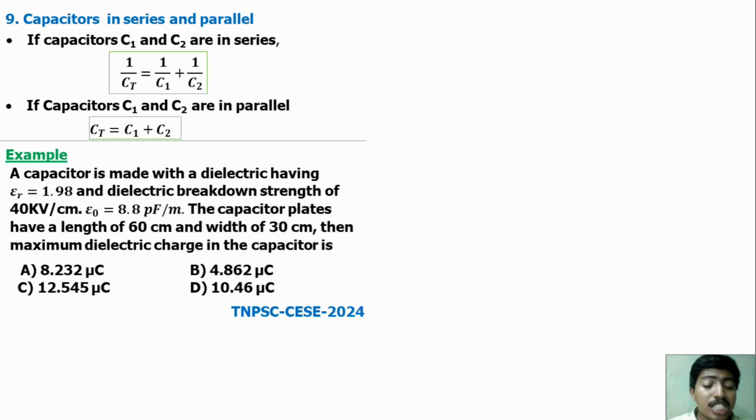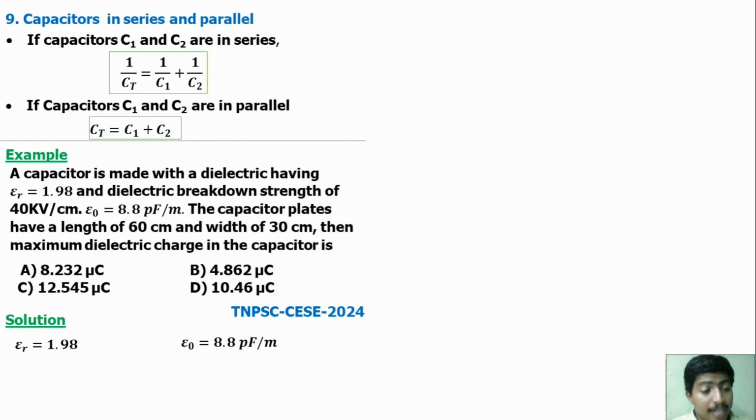This question was asked in the TNPSC Combined Engineering Services Examinations 2024. First list what all the parameters given are, then use the suitable formula to find the required one. Here epsilon R is given, relative permittivity 1.88. Epsilon naught is given as 8.8 picofarad per meter. If epsilon naught is not given, you have to write it; you have to remember these values. Epsilon naught is equal to 8.854 into 10 power minus 12.